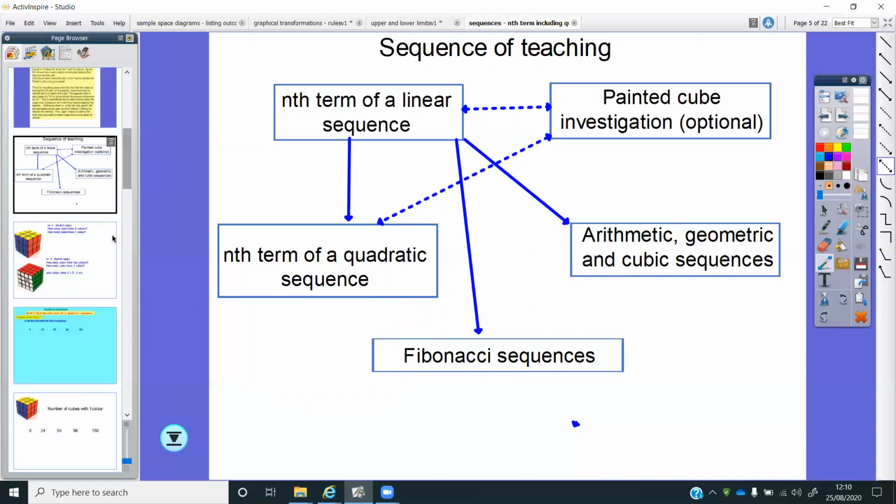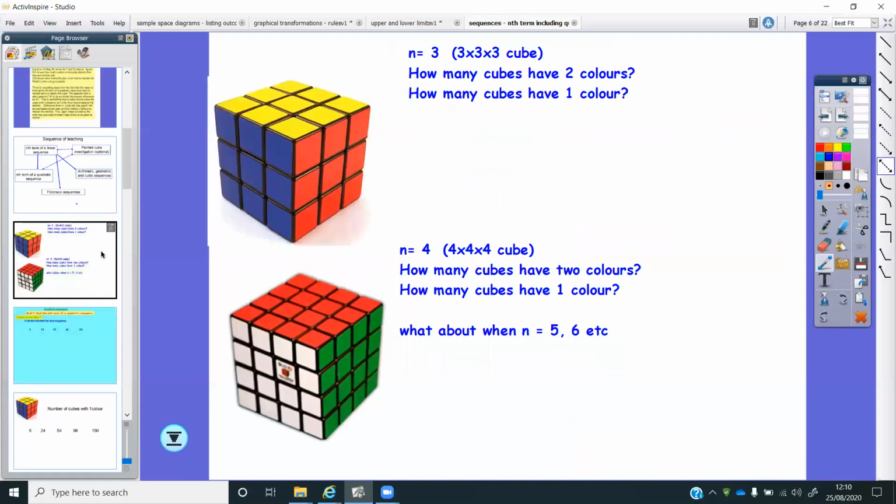Okay, so painted cube investigation. If you are brand new to teaching, this is the first time you've come across this, you may have done this at school yourselves. But if you haven't, the essence of it really is you've got a Rubik's Cube, or painted cube as it's called, and you can imagine you're frustrated with it, and you've dropped it on the floor, and it shatters into all the smaller cubes that make up this big cube. And you want to put it back together again. How many cubes would you expect to have with two colors, one color, zero color?